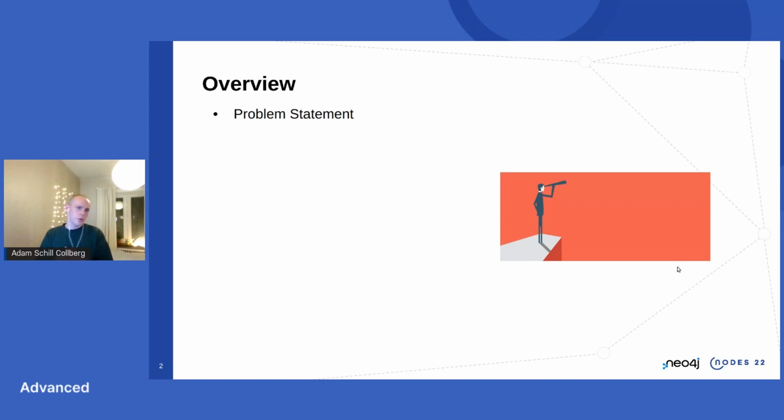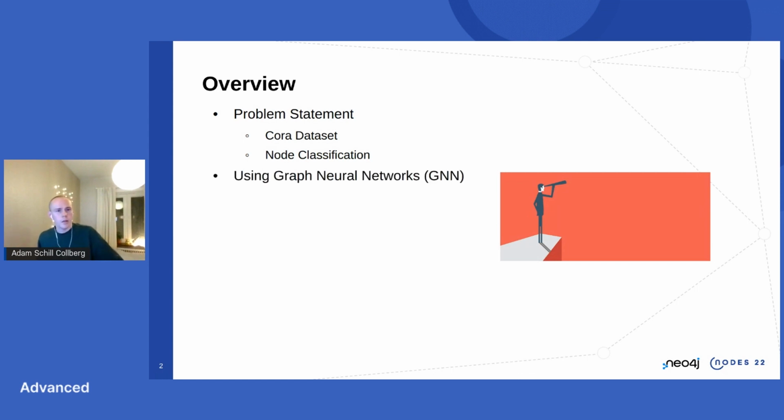We'll introduce the problem we're trying to solve, which will be the data set that we're going to look at, and then the problem itself, which is called node classification. And then we'll look at how to approach this problem using graph neural networks. Part of this will be a very brief overview of what GNNs are to get some intuition there. We'll also talk about PyTorch and PyTorch Geometric, which we'll use to actually implement graph neural networks later.